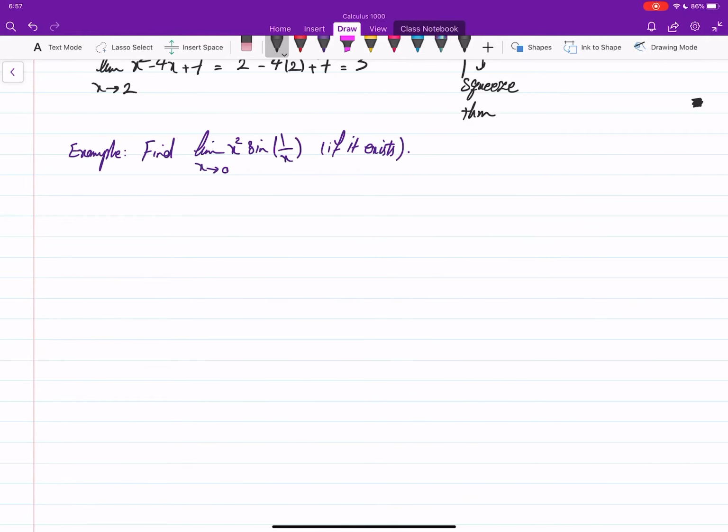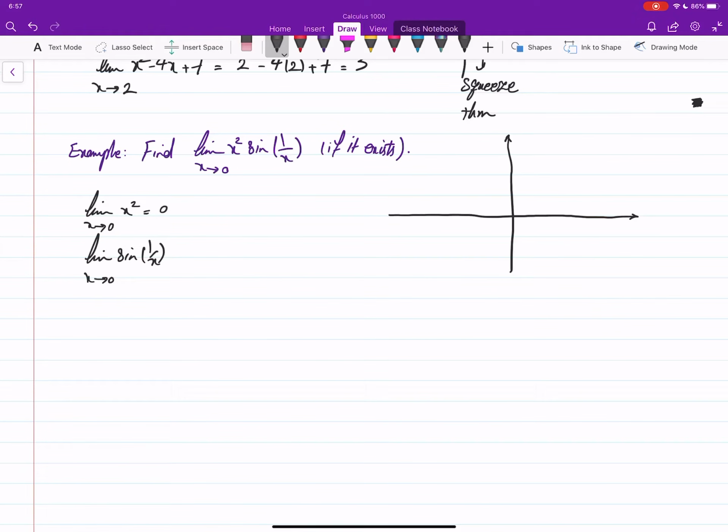Well, first thing you see is that this is a product of two functions. I know the limit of x squared as x approaches 0 is 0. If I can find the limit of sine 1 over x as x approaches 0, then I can use the product law and multiply the limits. Done. That should be easy. But it won't work here for a very nice simple reason.